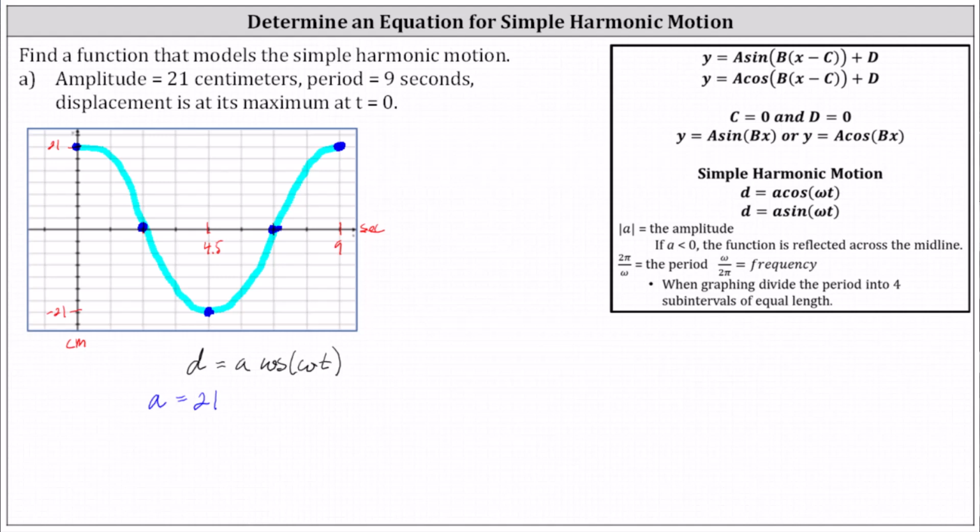Next, 2 pi divided by omega equals the period, which we know is equal to 9 seconds, which means 2 pi divided by omega must equal 9. Let's solve for omega by first multiplying both sides by omega. Simplifying, we have 2 pi equals 9 omega. Dividing both sides by 9, we have omega is equal to 2/9 pi, or 2 pi divided by 9.